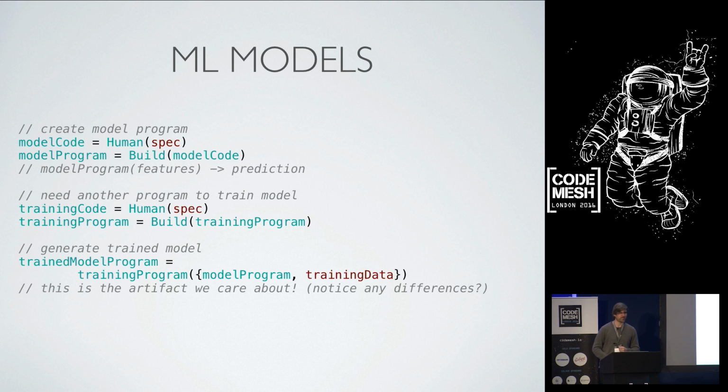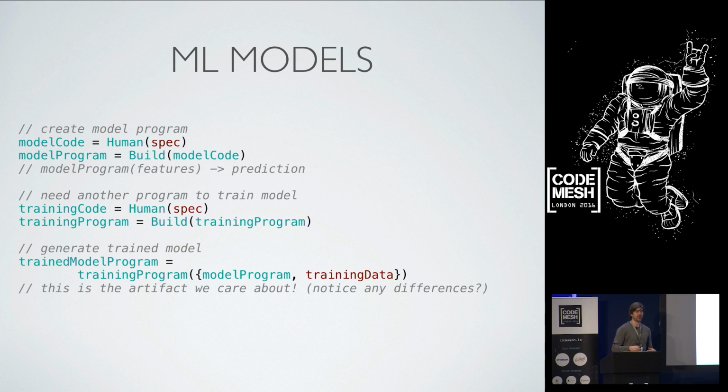Okay, the point of building up some of this formalism or pseudo-formalism is to contrast it with what happens with machine learning models. The starting point of this process looks very similar, right? There's a spec, and a human being writes some model code to the spec. You build a model program from that code.